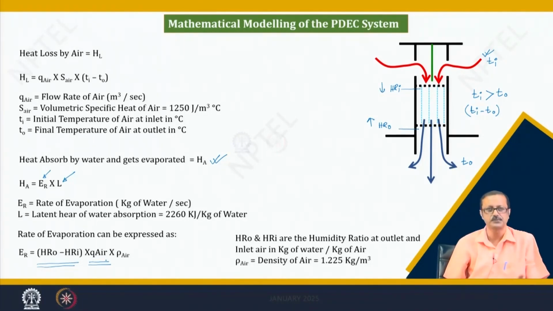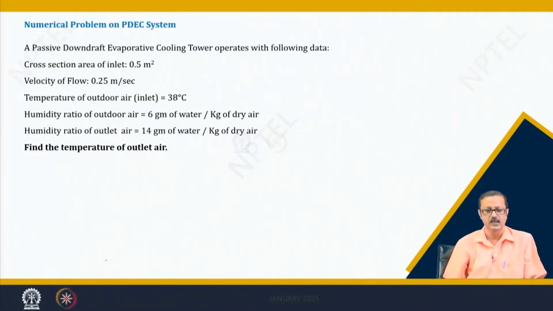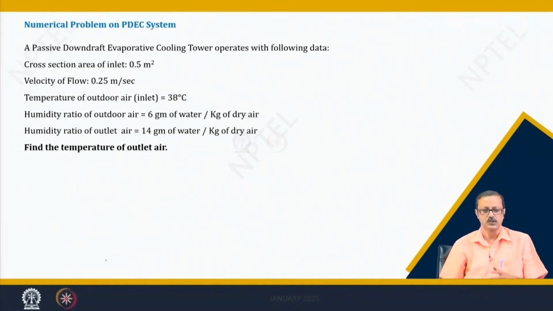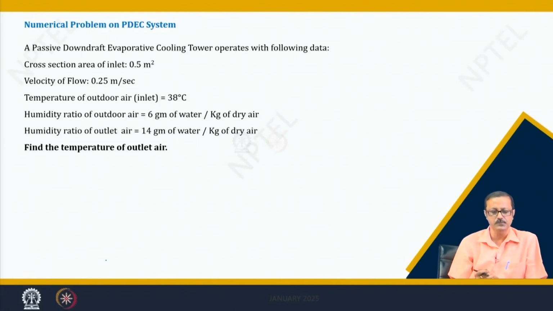So, by virtue of this I can find out the evaporative rate, and I can use that with the latent heat and equate them. So, again, a small numerical problem at the last we can solve. In a passive downdraft evaporative cooling system, I have the following data.